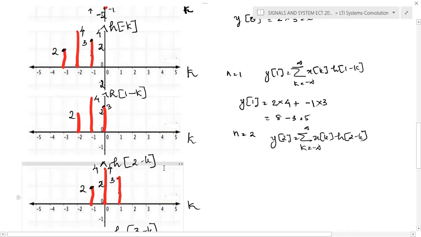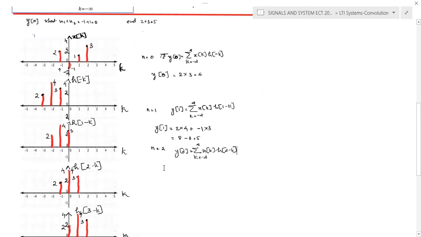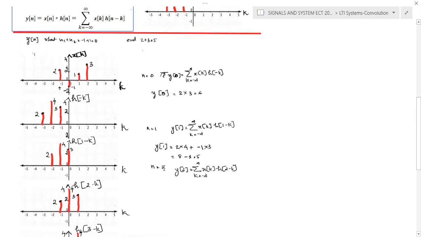Now we need to multiply x of k and h of 2 minus k, and now we can write y of 2. If you write y of 2, you can see that it's 2 into 2 plus minus 1 into 4 plus 1 into 3. So you'll get 4 minus 4 plus 3. So you'll get 3. So the third value is 3.